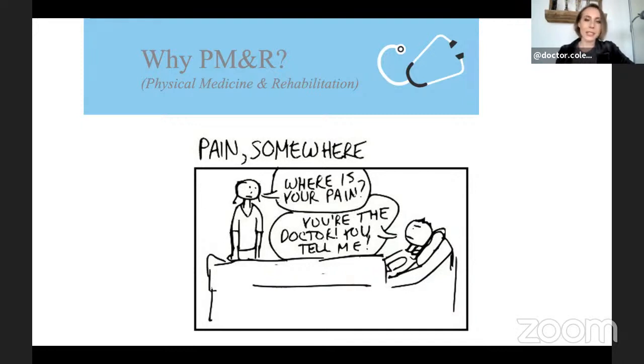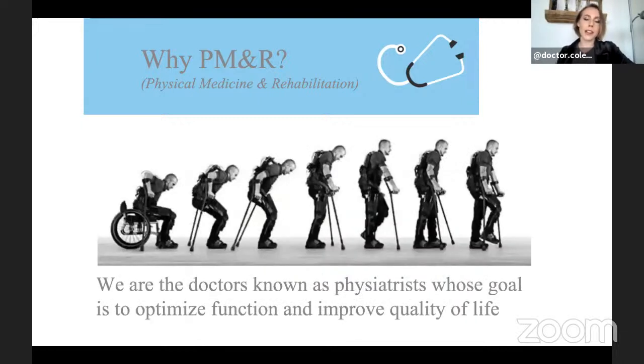I love physical medicine and rehabilitation. I think that it's an amazing specialty that is all about optimizing patient functionality and quality of life. So we are the doctors known as physiatrists, whose goal is to optimize function and improve quality of life. Here you can see an example of a spinal cord injury patient who is learning to walk with some of these devices that we can train them in. And we work closely with physical therapists, occupational therapists, and speech therapists to help these patients get back into their community.